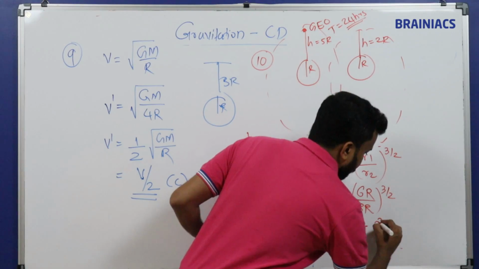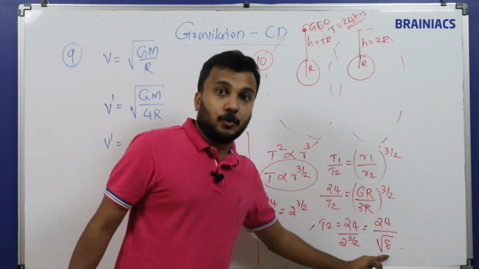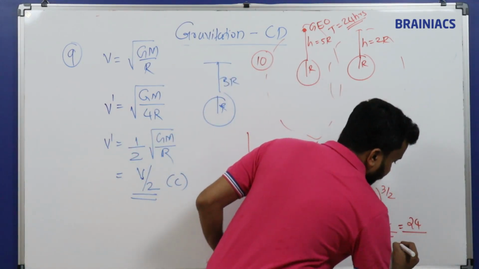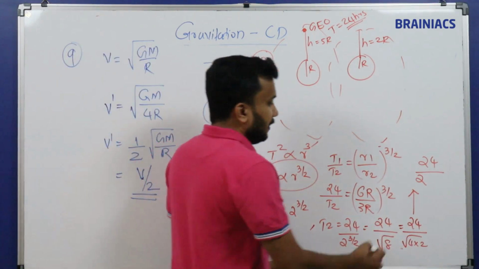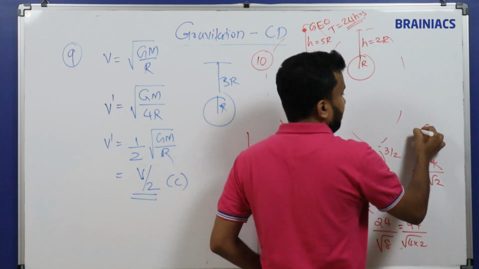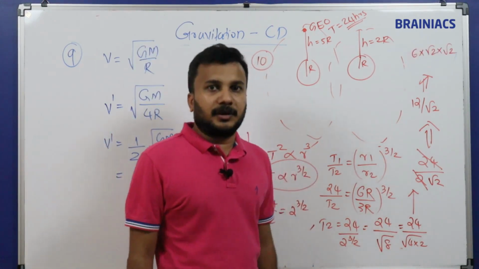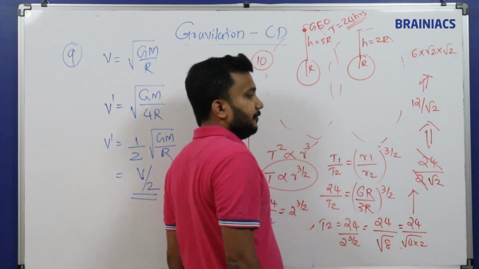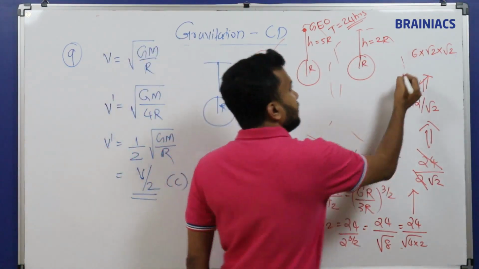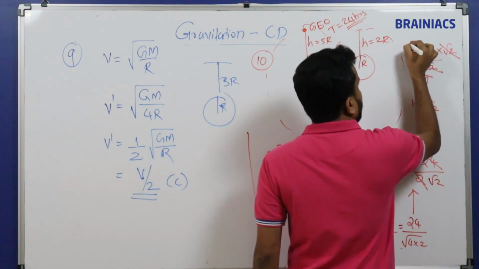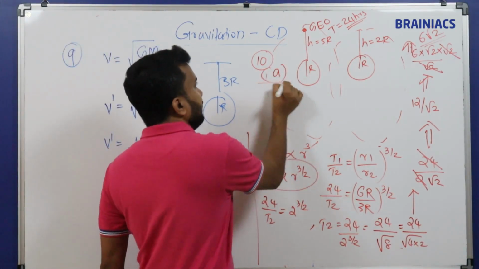Now if I take the root, what should I get? 2 cube is 8, and root of 8 is root of 4 into 2, which you can write as 2 root 2. So 24 divided by 2 root 2. If you cancel, what you will get? 12 by root 2. This can also be written as 24 divided by 2 root 2, but the answer 12 by root 2 is not there in the options. So 12 we write again as 6 into root 2 divided by root 2. So this root 2 cancels and our answer becomes 6 root 2. 6 root 2 is option A. So for the 10th question, option A is the right answer. Okay?